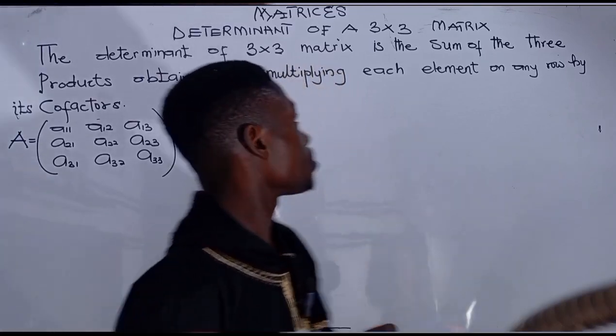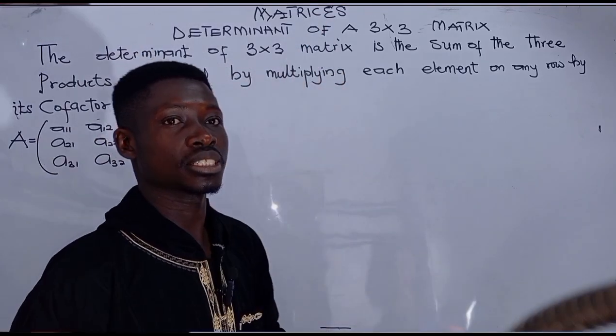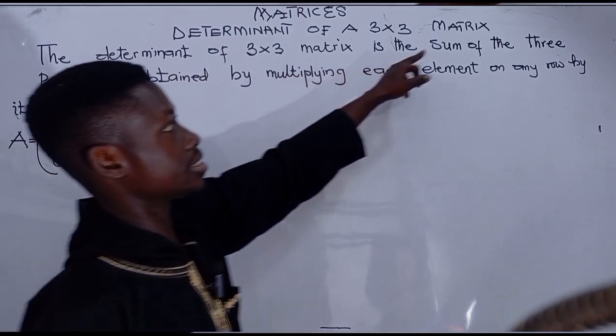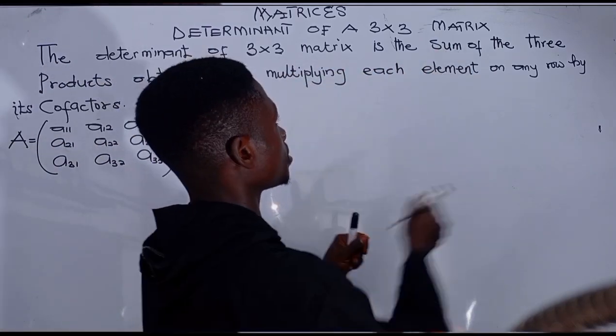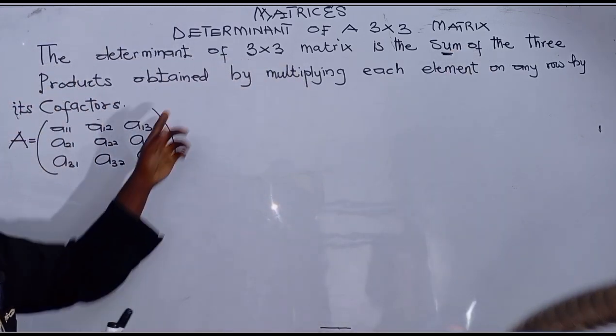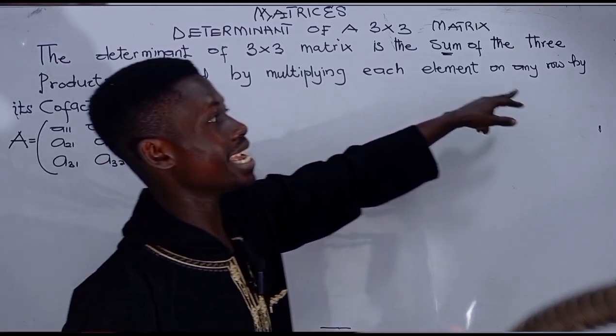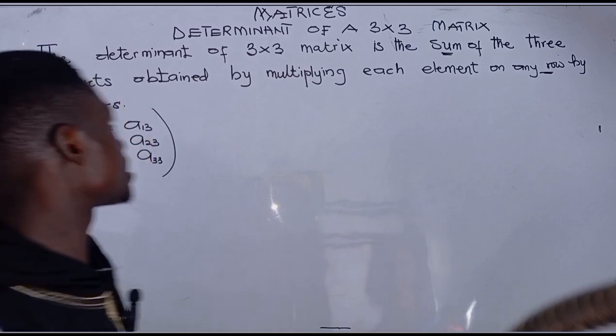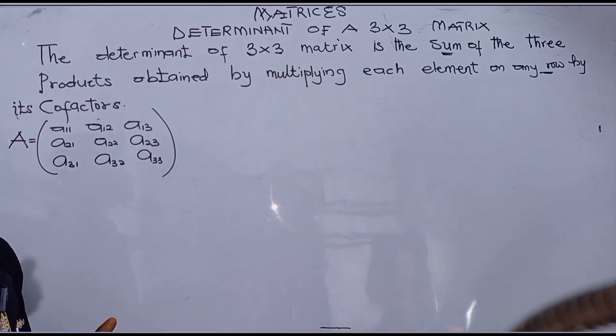Remember, we are still on the same topic, matrices. So what we are saying is that the determinant of a 3 by 3 matrix is the sum of all the 3 products obtained by multiplying each entry on any row by its cofactors. So this is how we find the determinant of a 3 by 3 matrix.